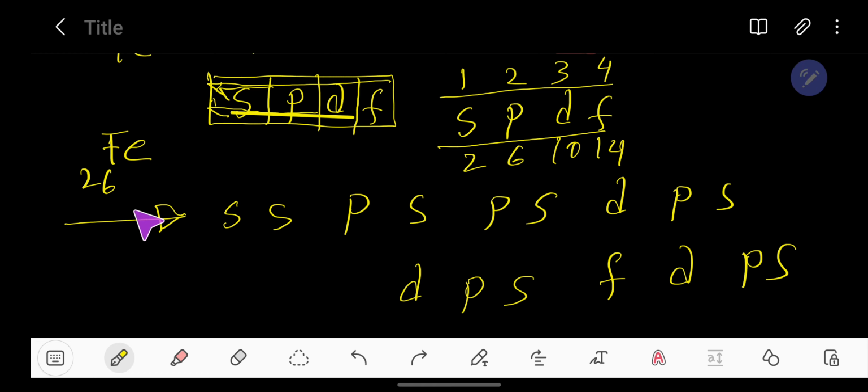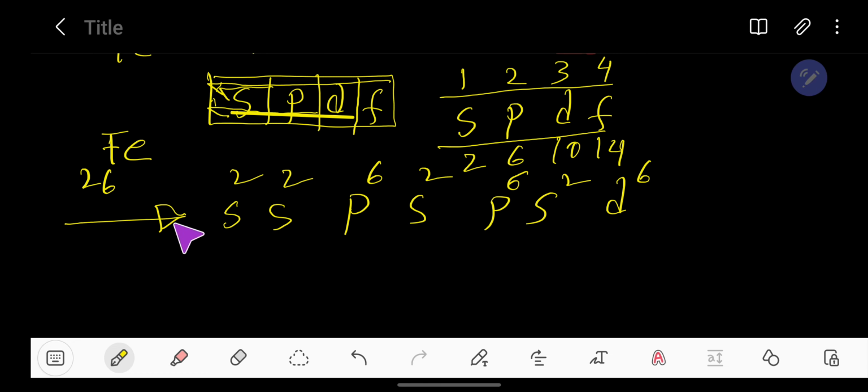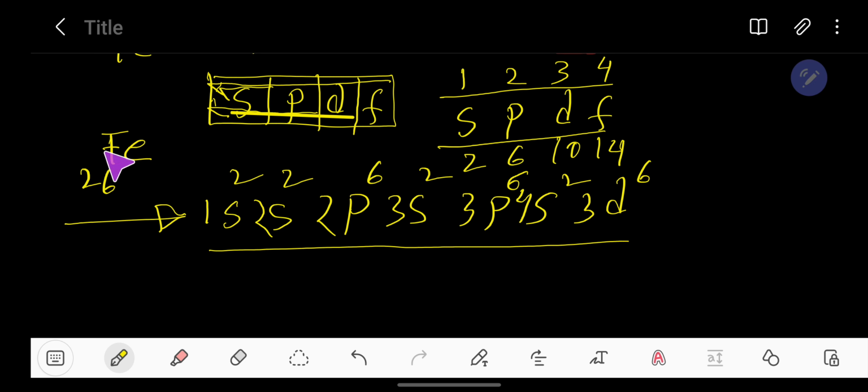Okay. Now distribute electrons. We have 26. So 2, 4, 10, 12, 18, 20, 26. So already we have distributed these 26 electrons. The first s starts from 1s. The second s will be 2s, then 3s, then 4s. And p starts from 2p, 2p, 3p. d starts from 3d. So this is the electron configuration of neutral iron.